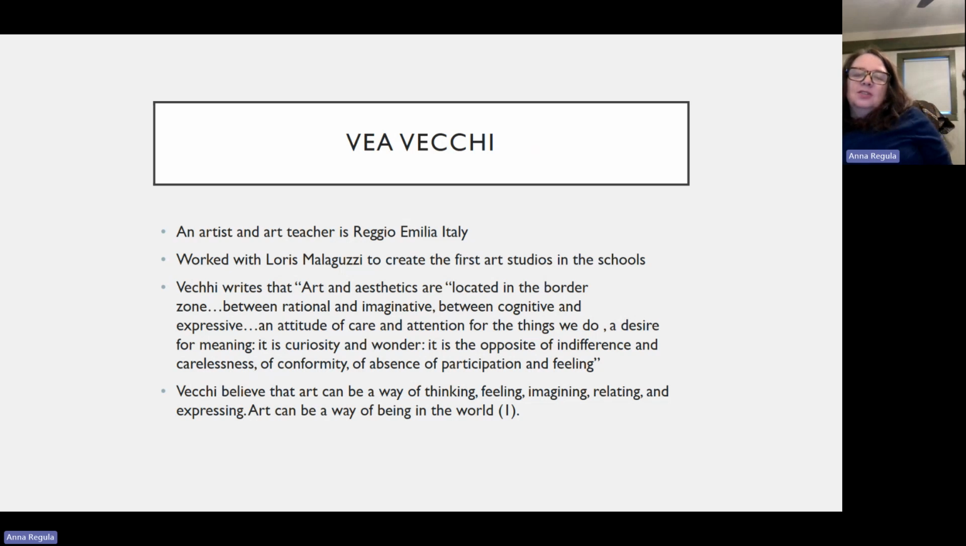So it's an attitude of care and attention for the things we do, a desire for meaning. It is curiosity and wonder. It's the opposite of indifference and carelessness. It's the opposite of conformity. It's the absence of participation and feeling. So it's the opposite of those things.